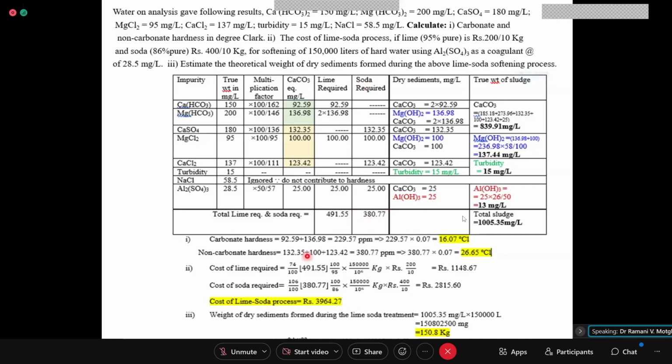So this comes out to be 491, sum of these, and sum of these comes out to be here. Okay, so you write the cost of lime required will be, now you have to consider the cost also. 74 by 100 into 491, which is here lime, into 100 by 95. 95% is the percentage purity, and here it is 1,50,000 liters divided by 10 to the power 6 into rupees 20 by 10. So this is in kg, so the cost comes out to be 1148.67 rupees for these many liters of water.